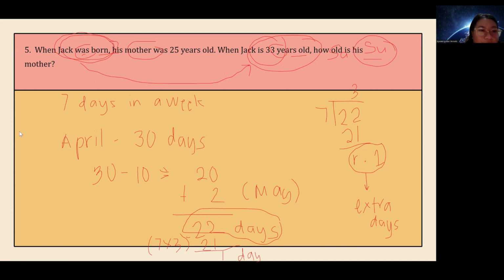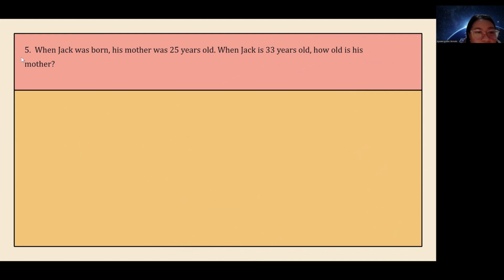Okay, now for number 5. When Jack was born, his mother was 25 years old. When Jack is 33 years old, how old is his mother? Of course, let's try to tally down the ages.